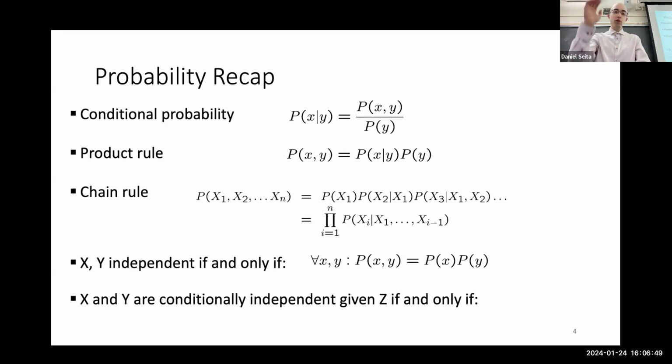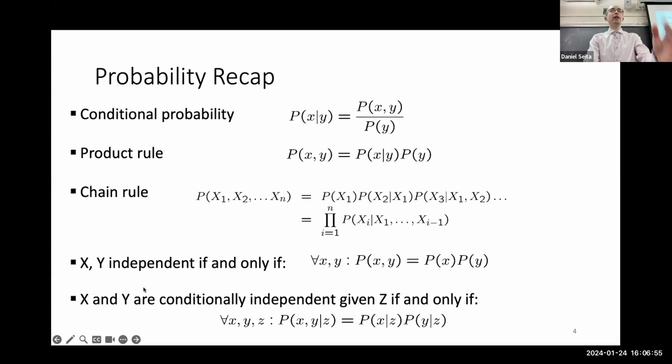Yeah, and same thing for continuous too. Then X and Y are conditionally independent given Z if and only if this holds. So for any X, Y, Z, this thing should factorize into this. So it's the same thing as the independence here, except you just condition on Z for all the terms.